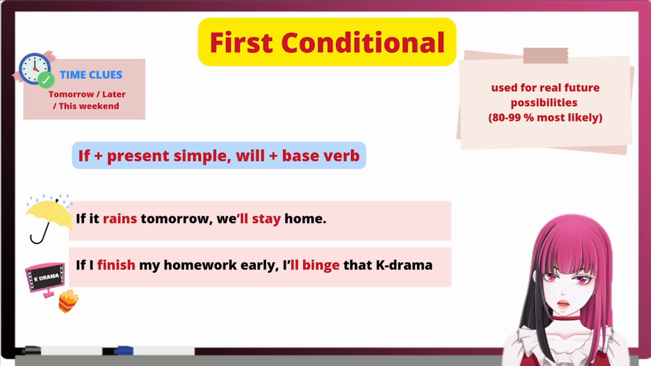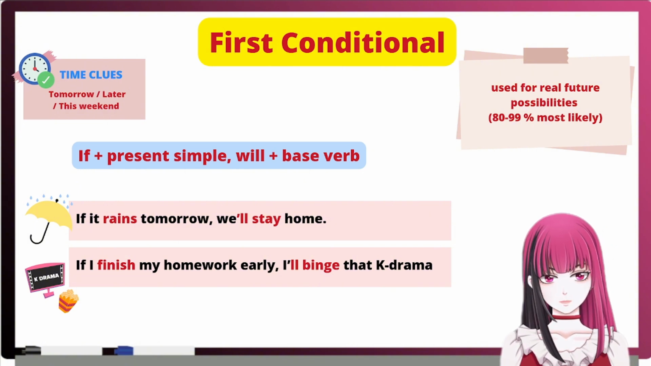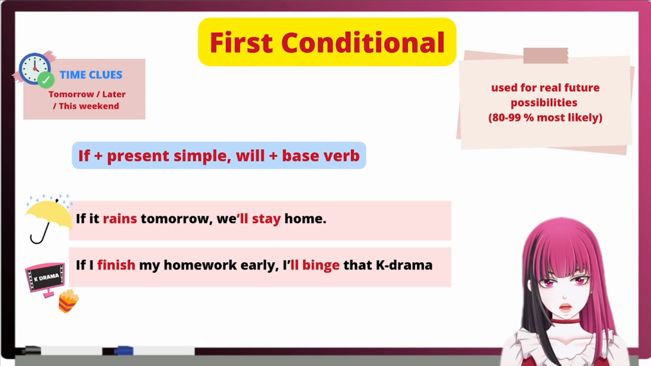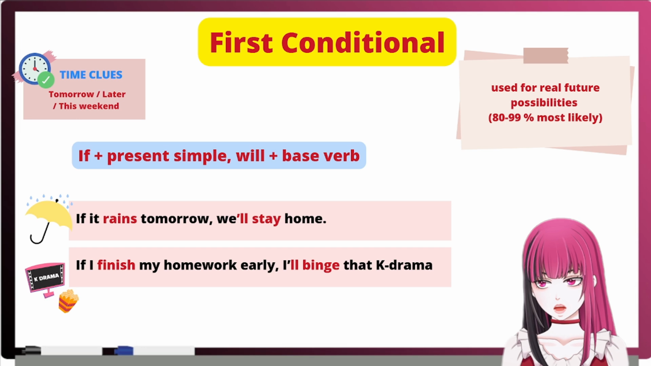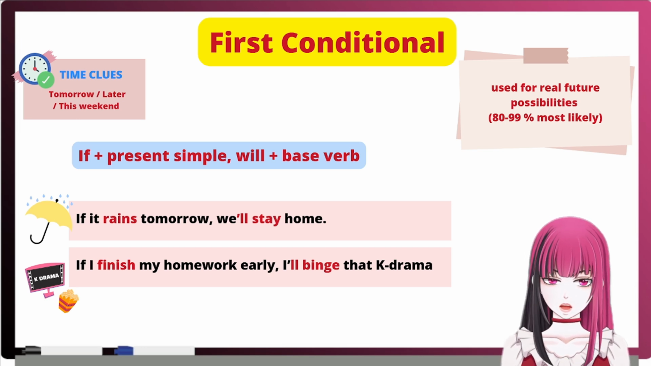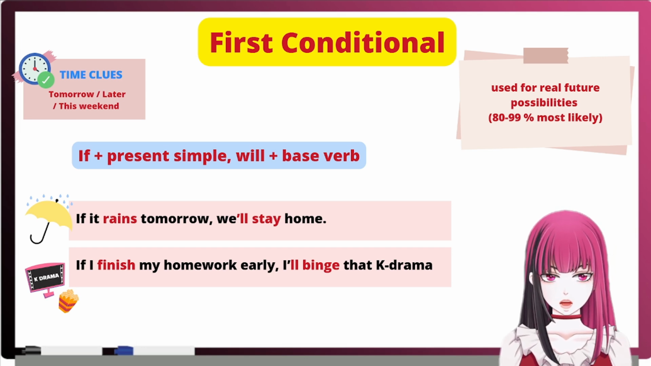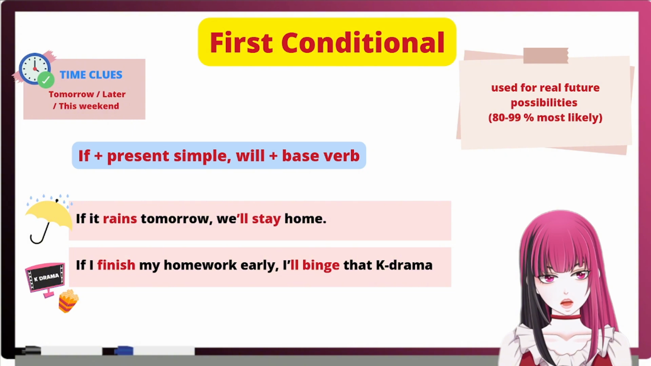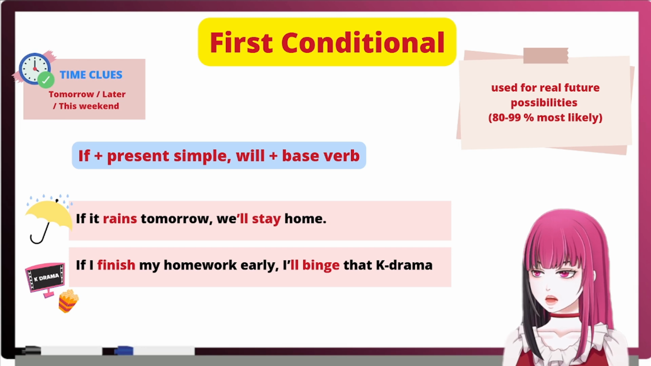If it rains tomorrow, we will stay at home. This means that around 80 to 99% that we will stay at home if it rains tomorrow. If I finish my homework early, I'll binge on that K-drama. This means that I would most likely do this if I finish my homework early. Remember that this is used for possibilities that are most likely going to happen.